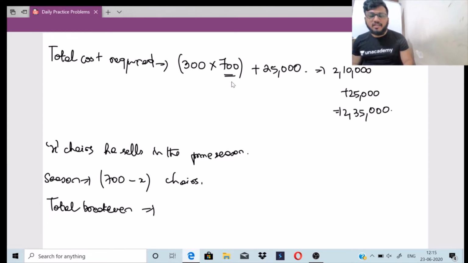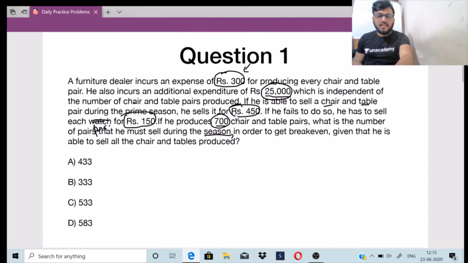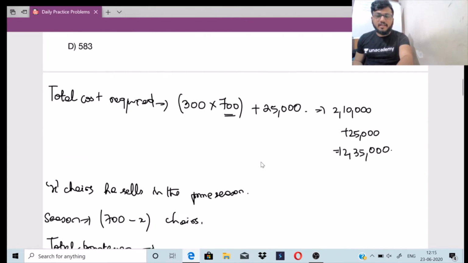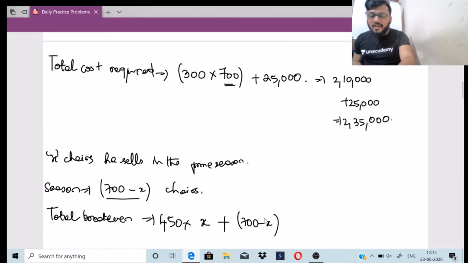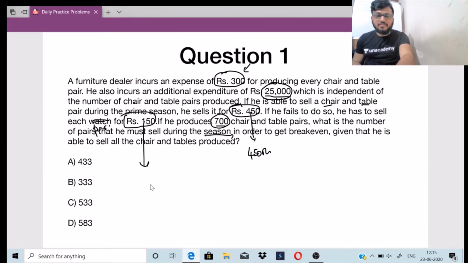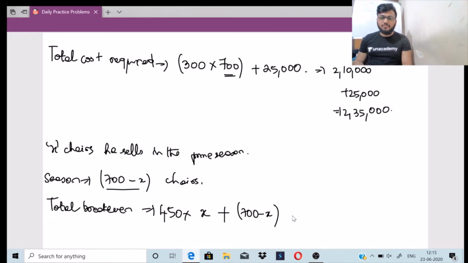So first thing is, how many chairs is he selling in the prime season? It is for 450 rupees, right? So it is 450 into X. And now in the discount season, 700 minus X. And what is the rate he is selling in the discount season? It is 150, right? It is 150.